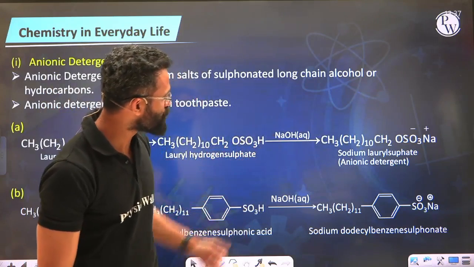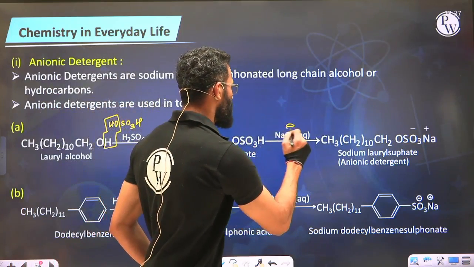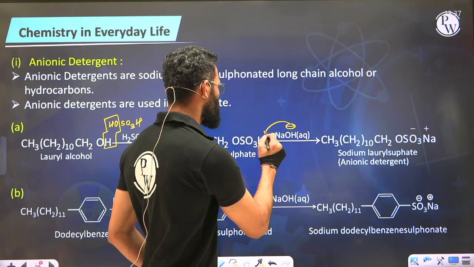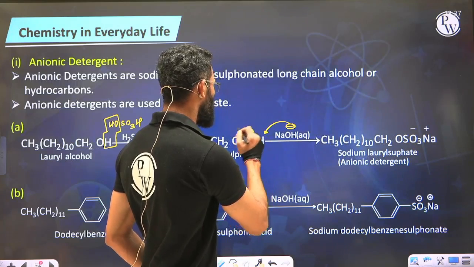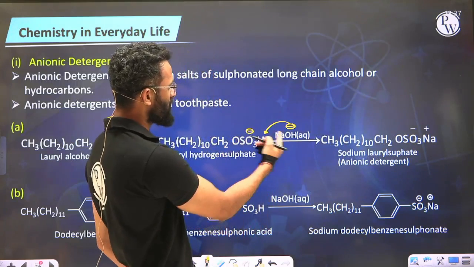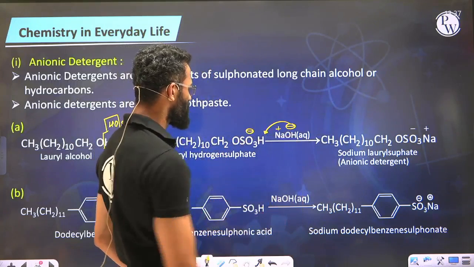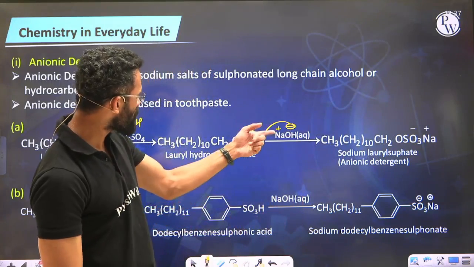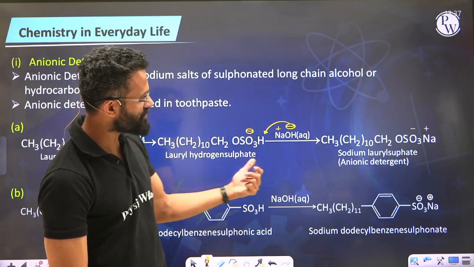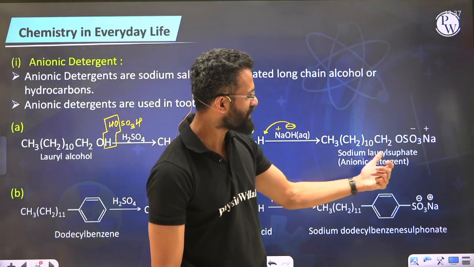If I treat this with aqueous NaOH, NaOH being base, it will accept H plus ion to form a conjugate base, that is OSO3 minus, which will be balanced by this Na plus. So we are going to get sodium salt of lauryl hydrogen sulfate. So you call it as sodium lauryl sulfate.